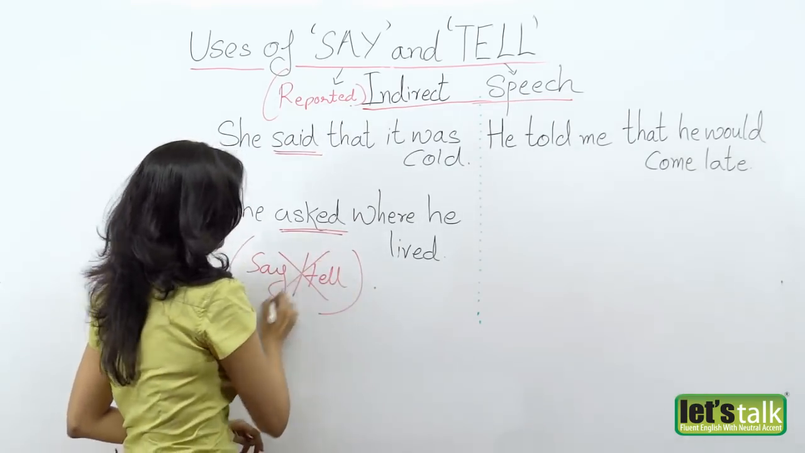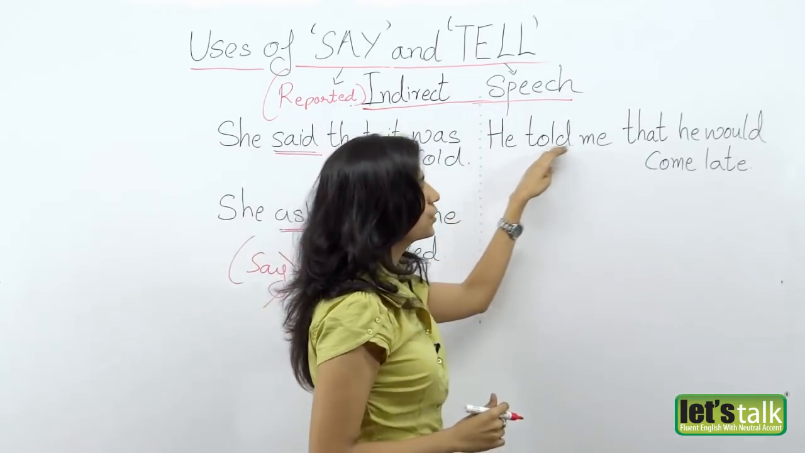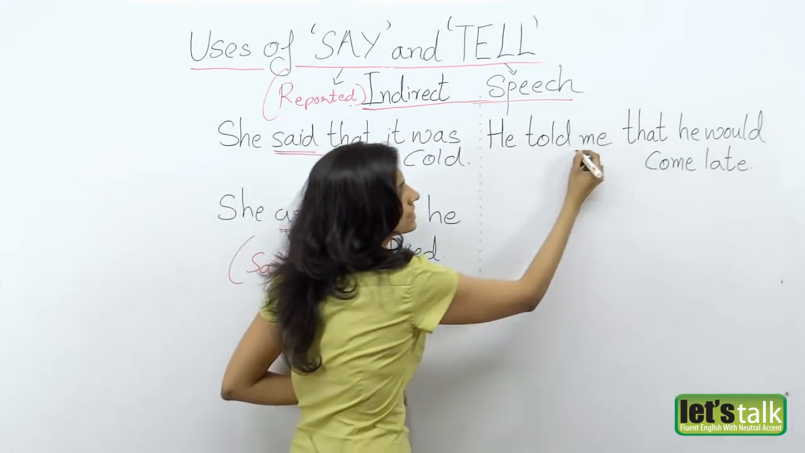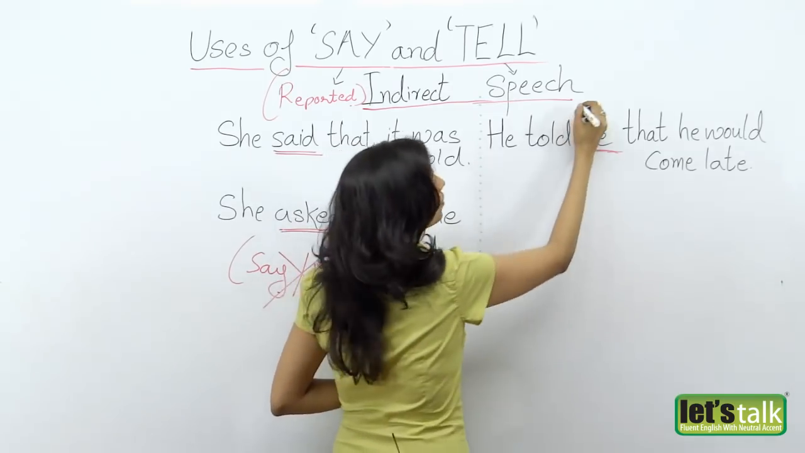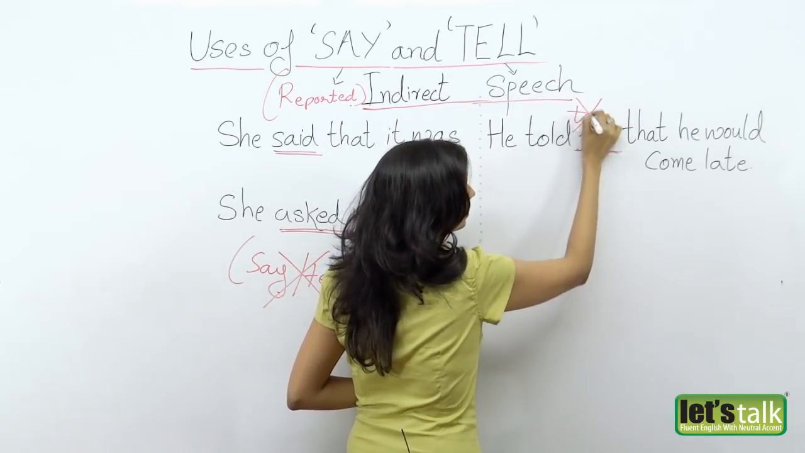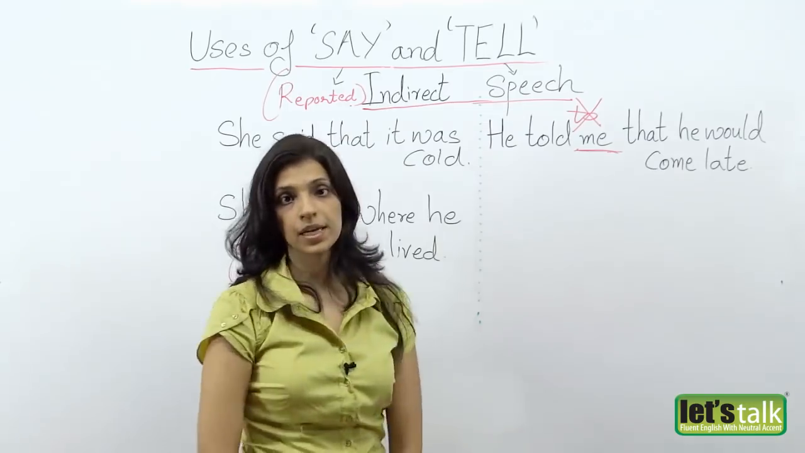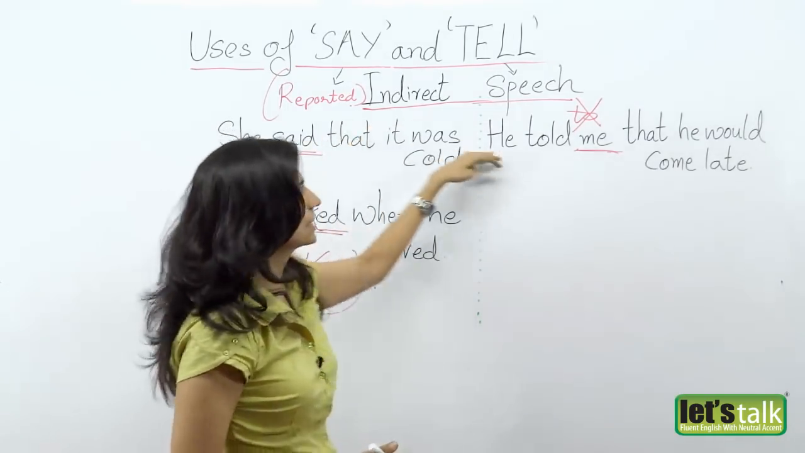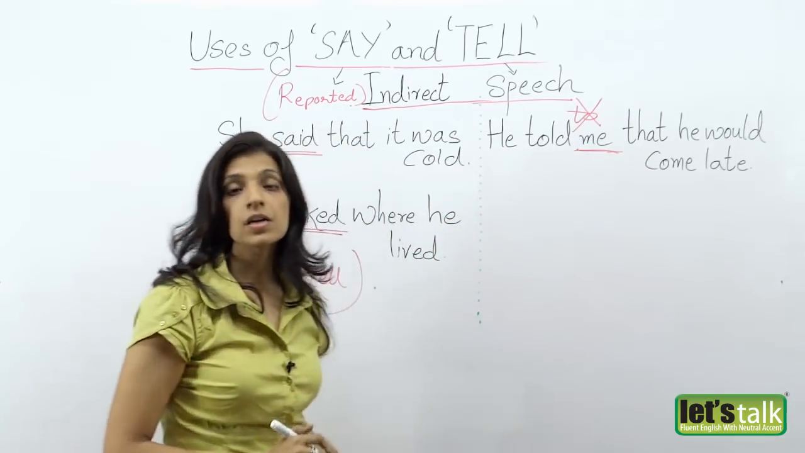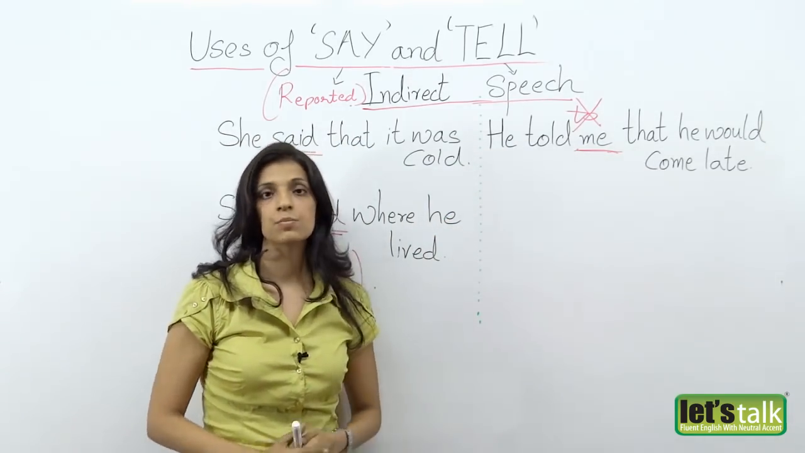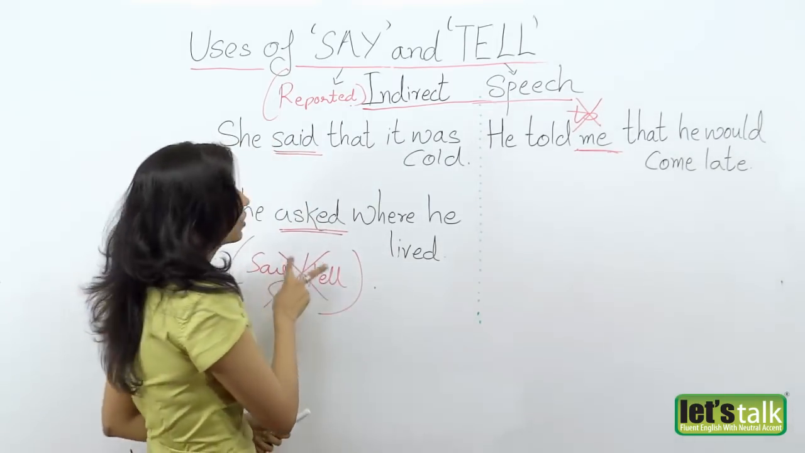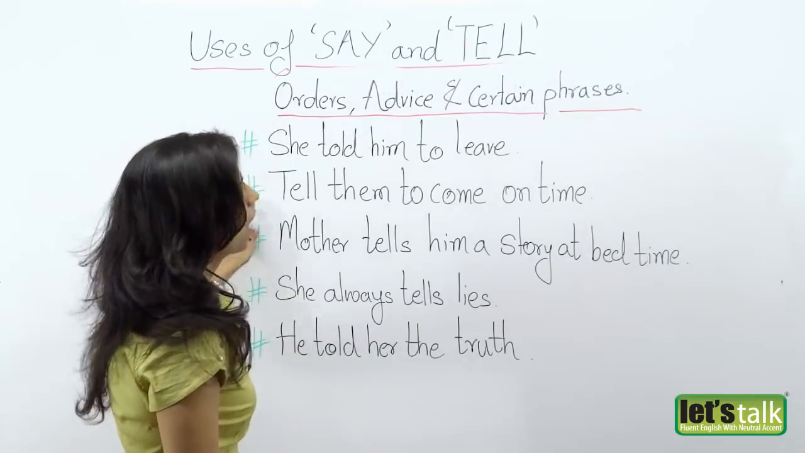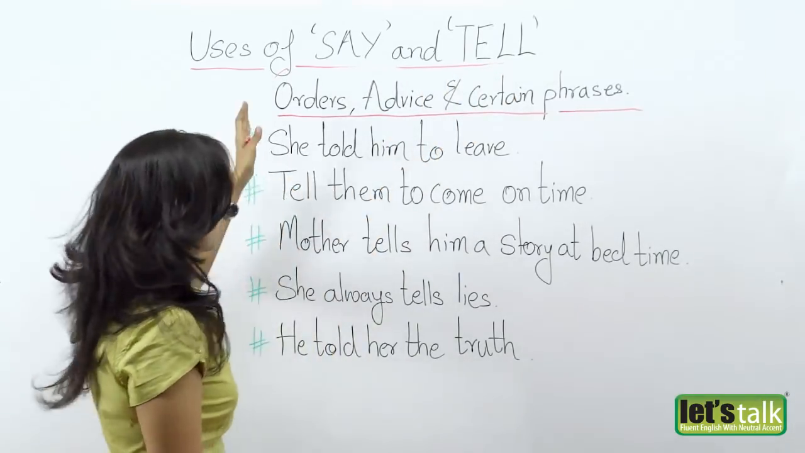Now coming to tell, he told me that he would come late. Again, if you remember, you tell someone something. So he told me and not he told to me. So in the indirect speech, you can use either she said something or you tell someone something. And remember, if you are talking about a question in the reported speech, you do not use say or tell, you always use asked.